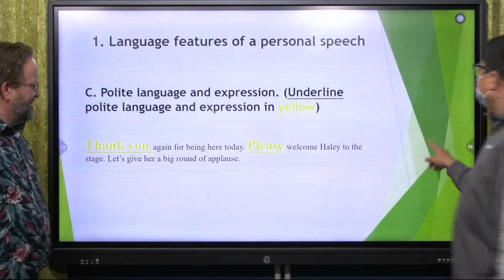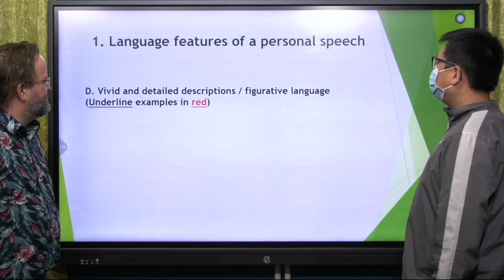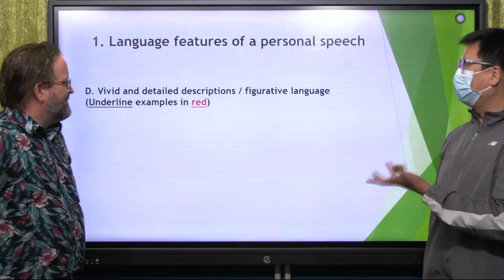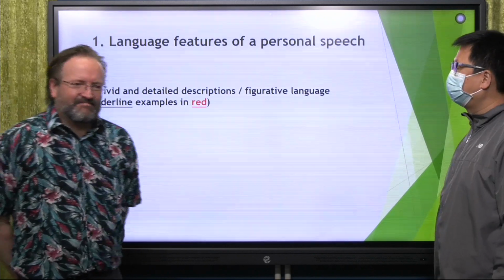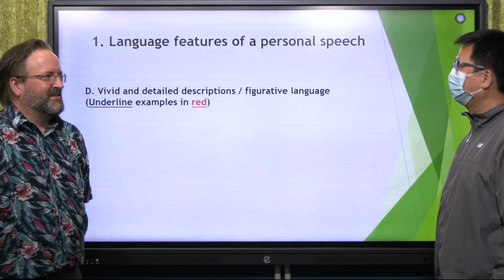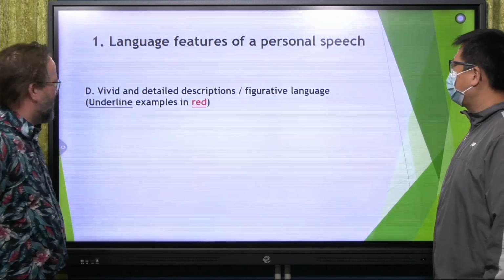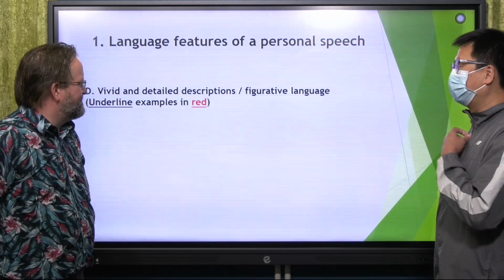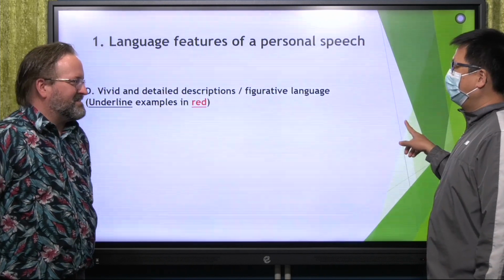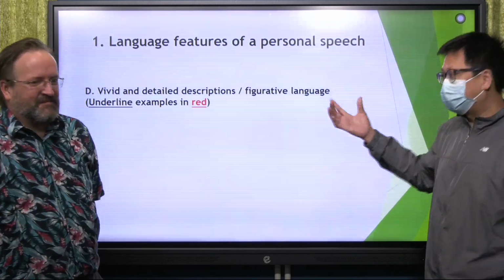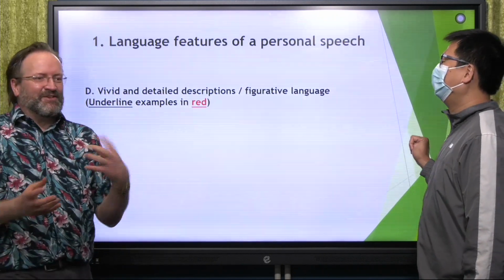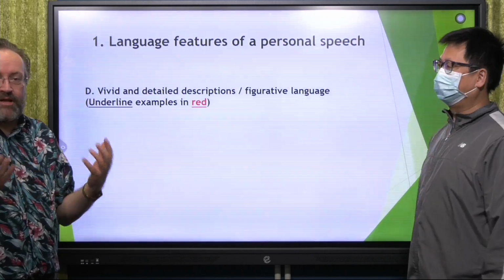And then the next one: vivid and detailed description. How can we pronounce this one, Miss Austin? That's figurative. Figurative language is not realistic language. So figurative is like a description. Can we say we try to use some metaphor or simile? Yeah. You know, the sky is as blue as something, the flower is as bright as the sun. It's not really as bright as the sun, right? But you say it to make the language more interesting to listen to.